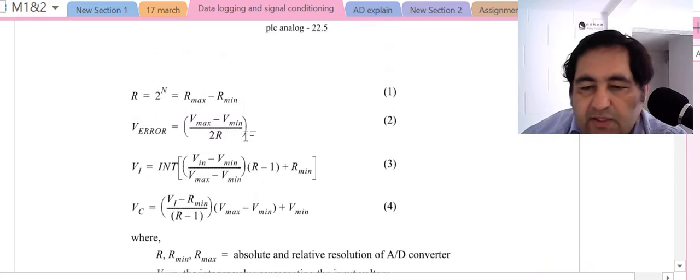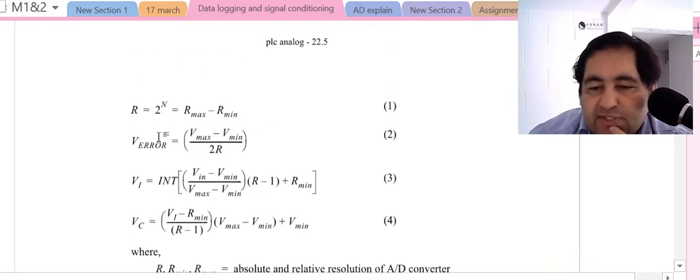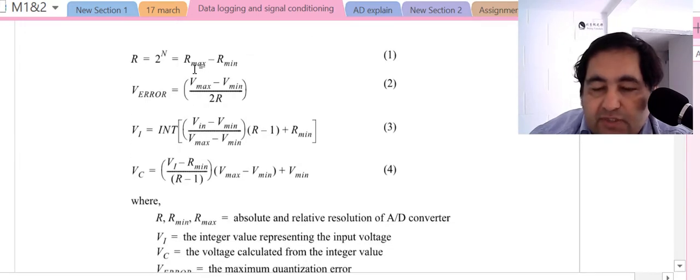Then we looked at some of the numbers about the digitization, and we realized the word resolution. We understand the resolution is related to the number of bits that we have. So 2 to the power n, where n is the number of bits, gives me the resolution, and resolution is R maximum minus R minimum, where R minimum is the minimum resolution and R maximum is the maximum resolution that is taken.